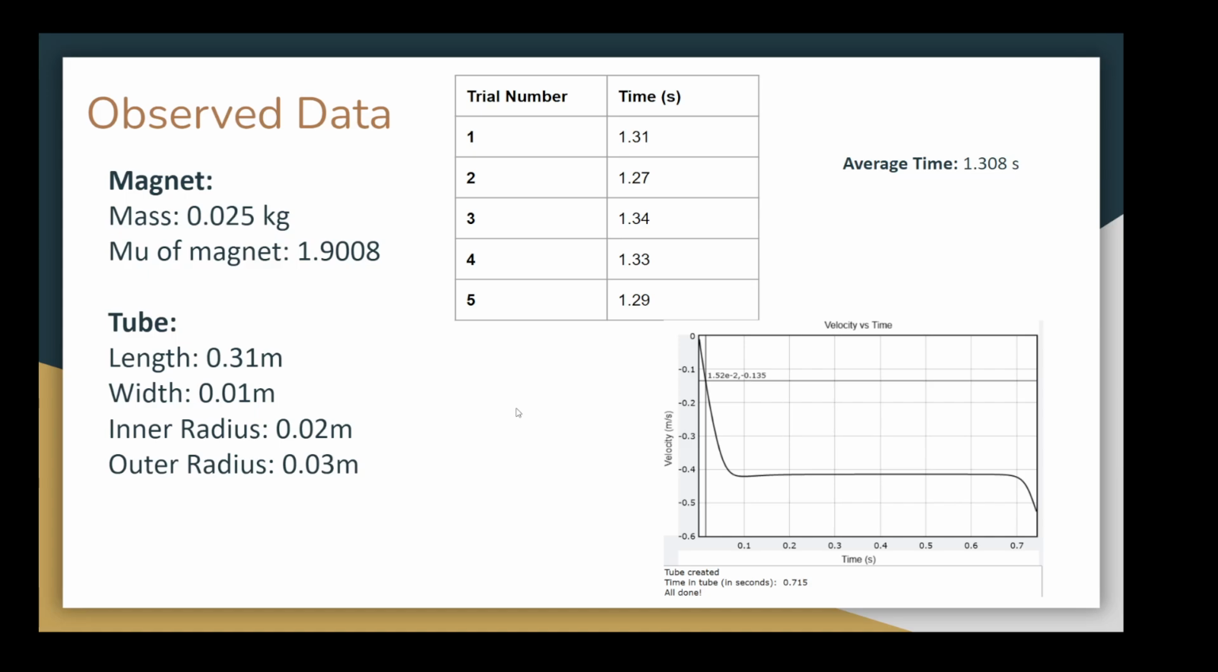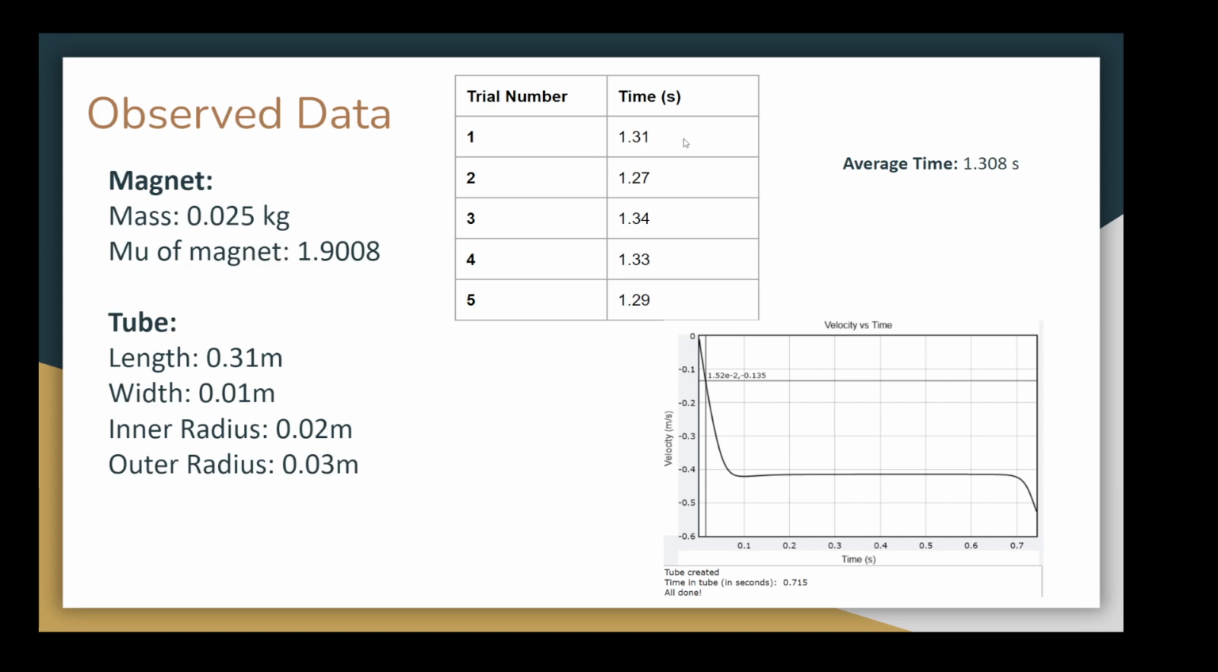Width 0.1. Or no, it is. Okay, I take it back. Inner radius 0.02, outer radius 0.03.